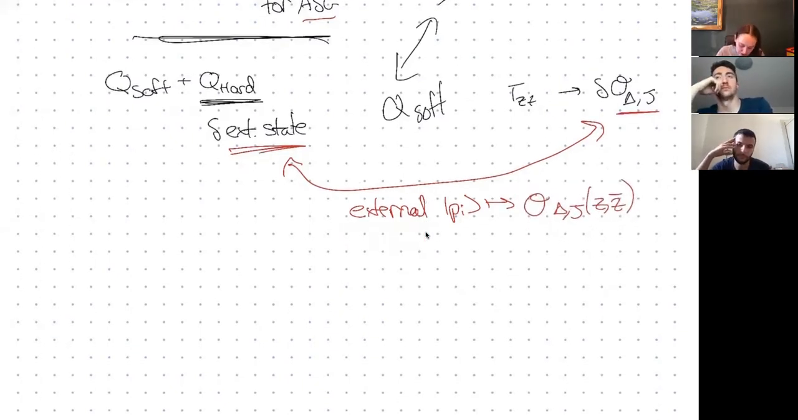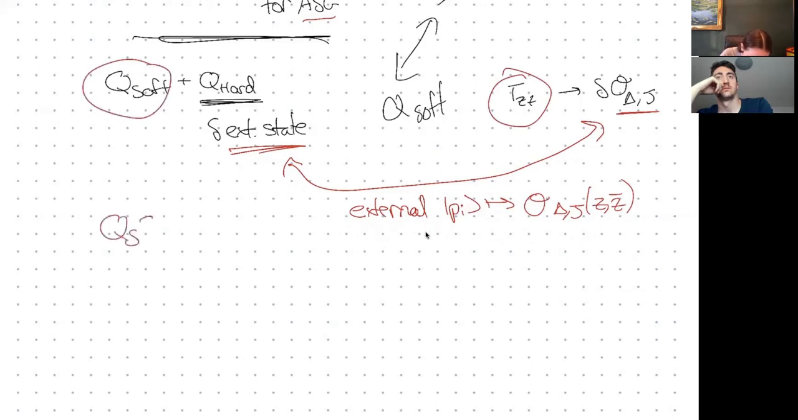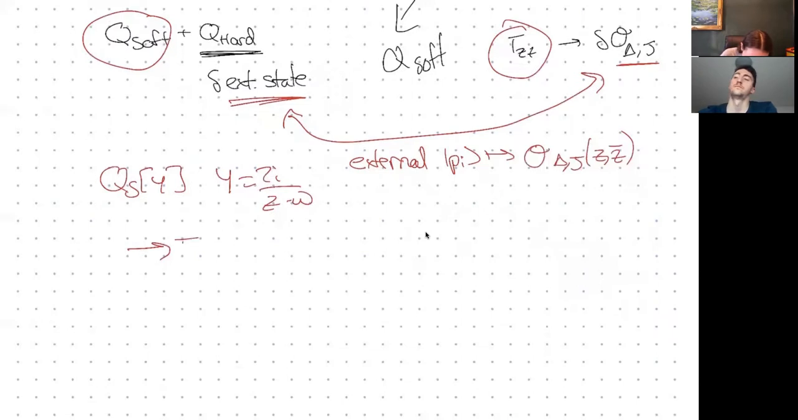And then in particular, I have that this stress tensor that I would have in the 2D CFT is equal to this QSoft for a particular value. So my QSoft was a function of Y. If I take Y to be 2i over z minus w, then I get my candidate stress tensor.